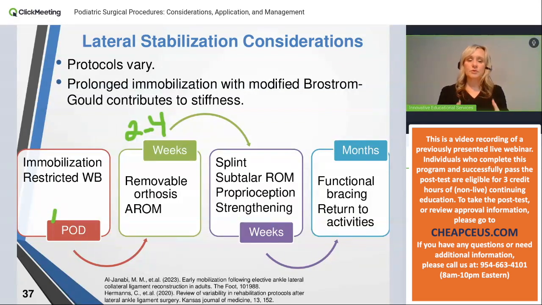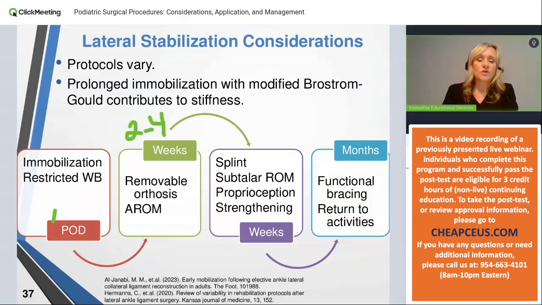We're looking at doing isometrics early on. That starts to get some proprioceptive feedback back, but it does not compromise or overstress that ligament that is trying to heal itself or has been replaced. Early on during those first weeks, we're working on proximal strengthening and cardiovascular status in a protected way where they're not weight bearing onto that foot.